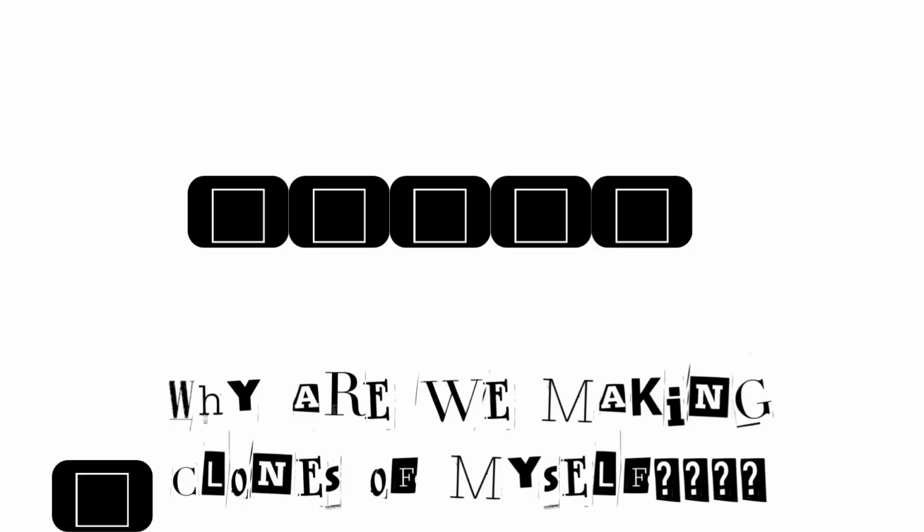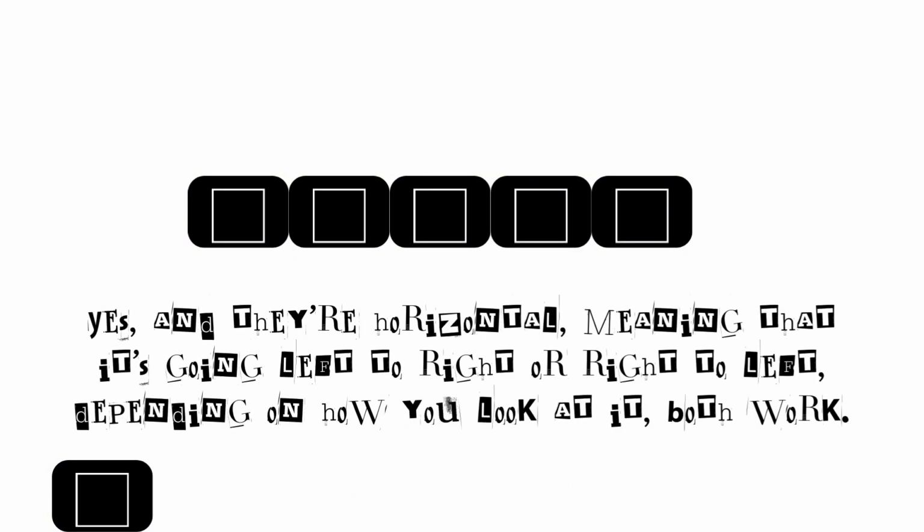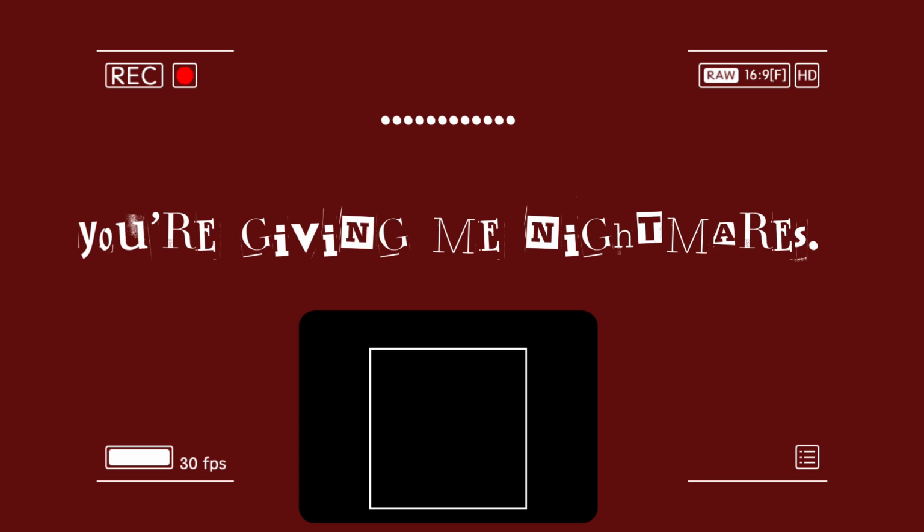To elaborate, I want you to think about a row of square dots. Why are we making clones of myself? Just listen. All these dots are all straight, right? Yes, and they're horizontal, meaning that it's going left to right or right to left. Depending on how you look at it, both work. Good. Now I want you to think about these dots going in these two directions forever. You're giving me nightmares. You're telling me that my clones are going forever?